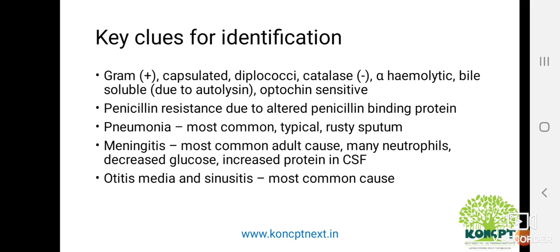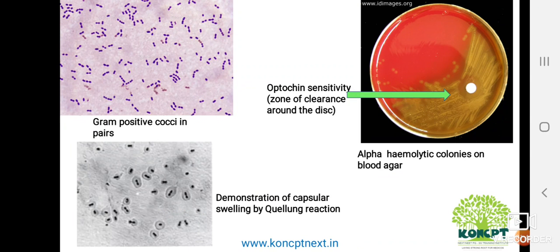So when you have questions on Streptococcus pneumoniae, it will usually be based upon either pneumonia, meningitis, otitis media or sinusitis. So these are some image-based clues which will help you identify Streptococcus pneumoniae. The first picture is a gram stain showing gram-positive cocci in pair. The second picture is a blood agar showing you alpha hemolysis, which is nothing but greenish discoloration around the colonies. You also see a zone of clearance around the disc showing the organism is optochin sensitive. And the third image demonstrates the capsule by Quellung reaction.